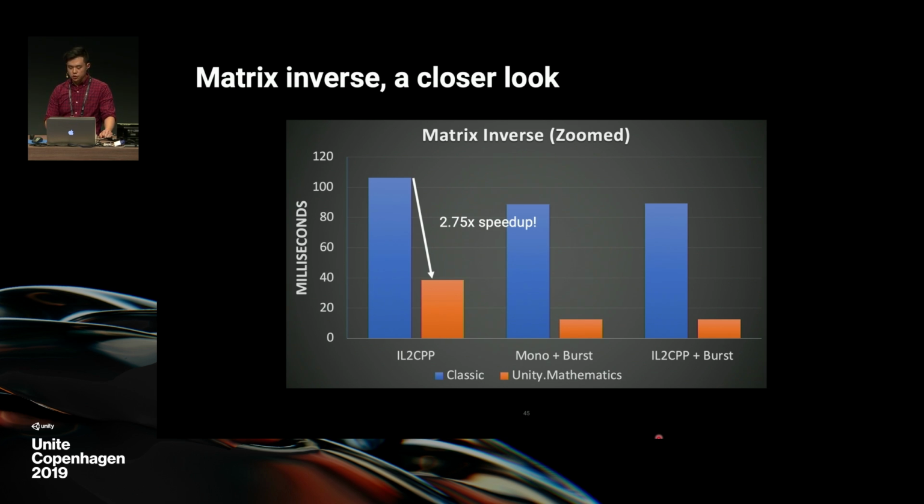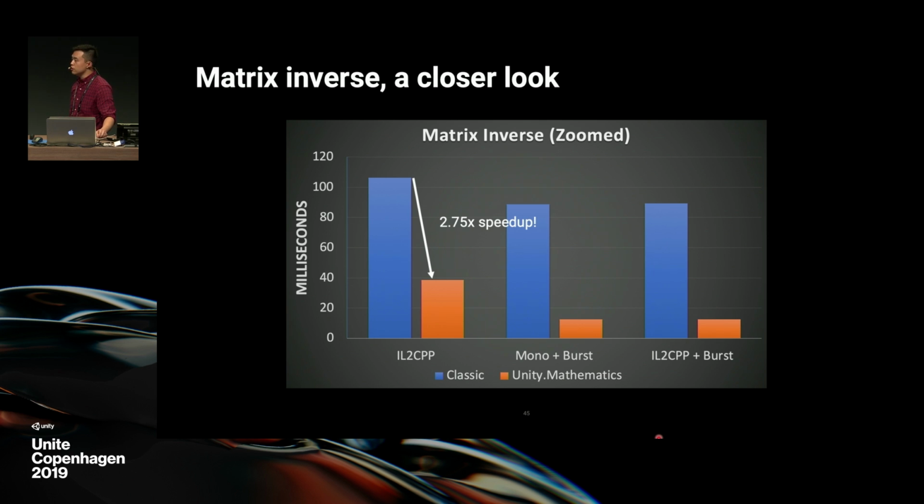If you're using an IL to CPP build, Unity.Mathematics is in fact 2.75 times faster to do 1 million matrix inverses. Why is that? The reason is because in classic Unity, when you do a matrix inverse, it is in fact implemented in C++ on the engine side, and it is implemented with Gaussian elimination. When you do Gaussian elimination, you're picking out individual elements in your matrix and trying to figure out how to eliminate these rows, and then how to do that inverse. That is in fact very branchy. It's very difficult to vectorize or have SIMD code gen for that, so it's actually quite slow.